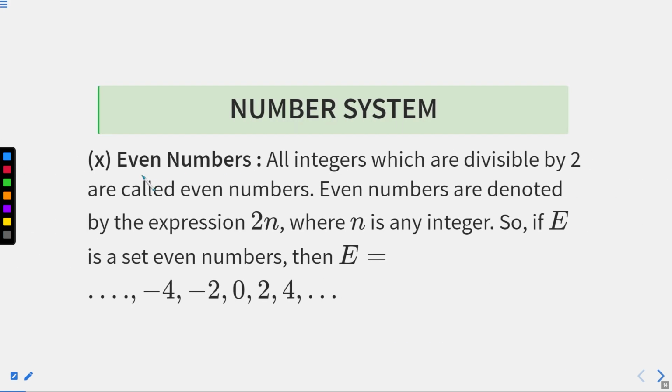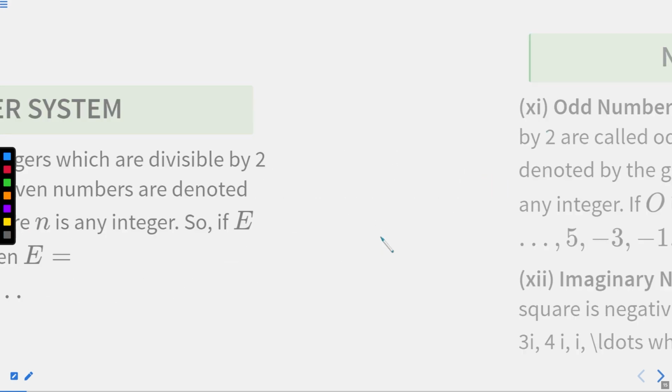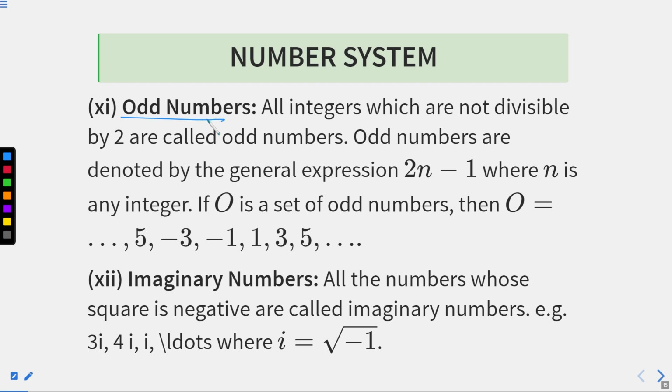Okay, now let's talk about the even numbers. Even numbers are those numbers which are divisible by 2. So take any number, if it is divisible by 2, it is even. If it is not divisible by 2, we say that number is an odd number. Clear? It is quite a simple definition for odd and even numbers.